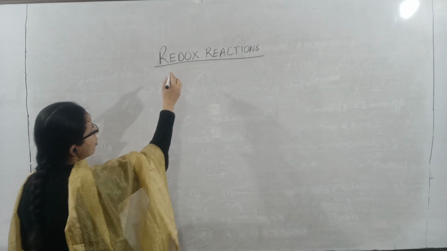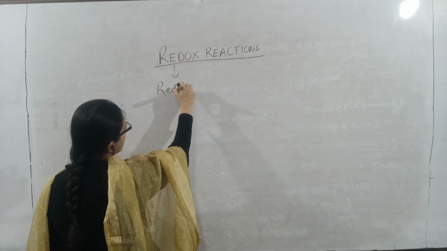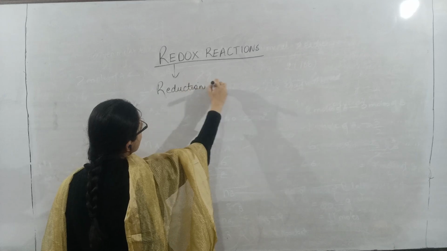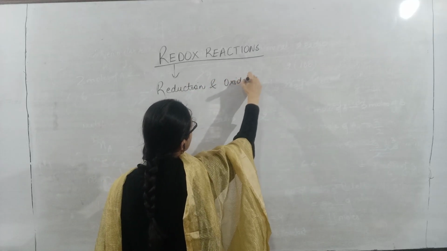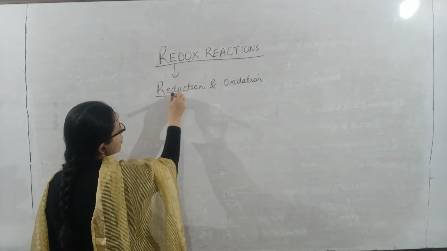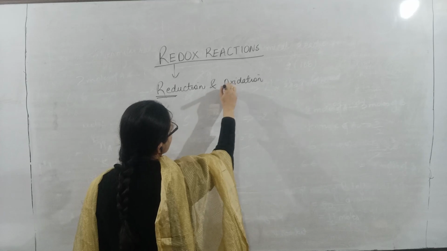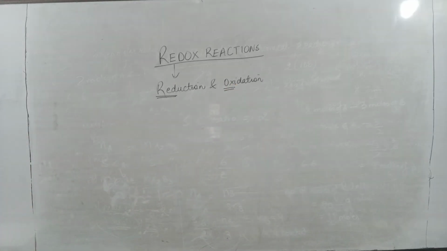Okay, so the concept of redox. Redox is a combination of reduction and oxidation. ठीक है, reduction and oxidation reactions को collectively हम क्या बोलते हैं? Redox. So red from reduction and ox from oxidation.